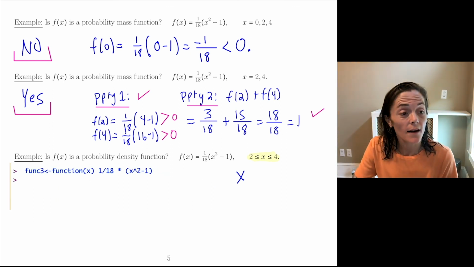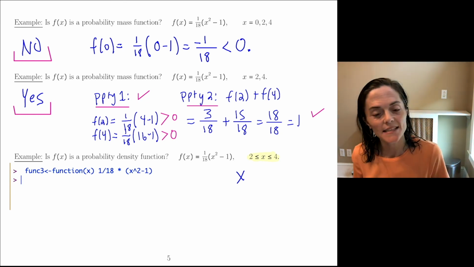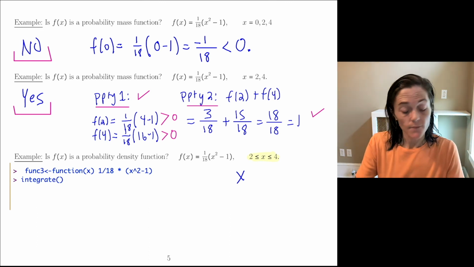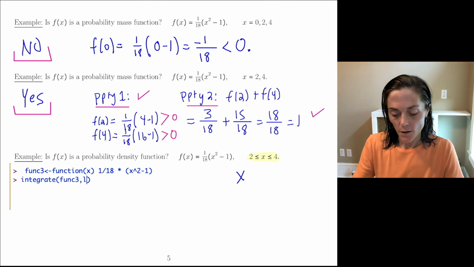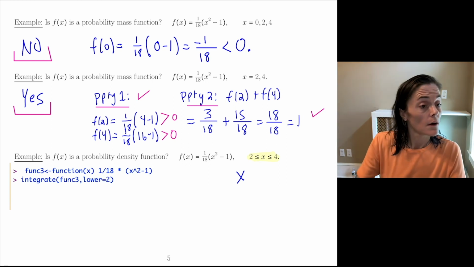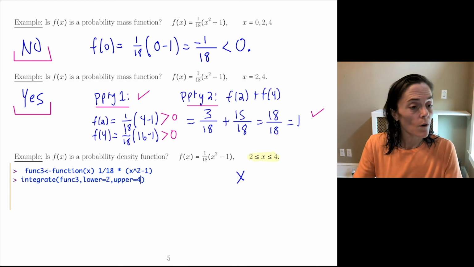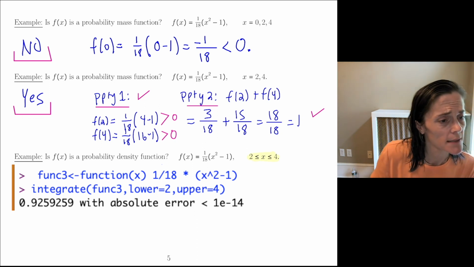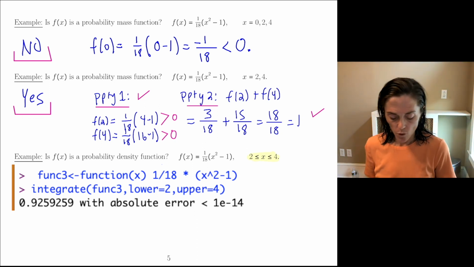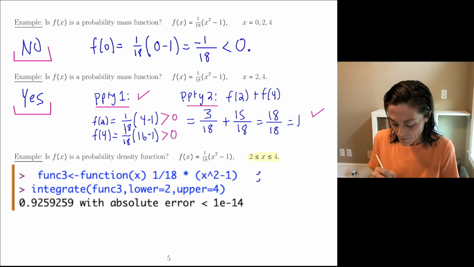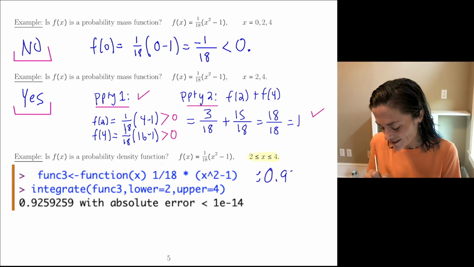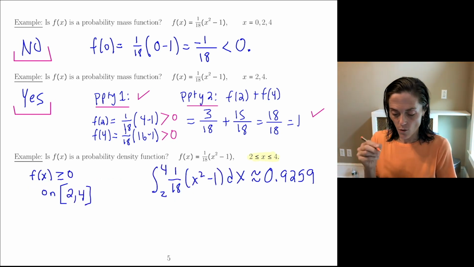Here's my function defined, function 3 in this third example, and I can just ask R to integrate this function. The lower limit is 2, and the upper limit is 4. And you notice I do not get 1. Let's go back and we will write that this is approximately, what does R tell us? Let's see, 0.9259. That's okay. But the answer is no.